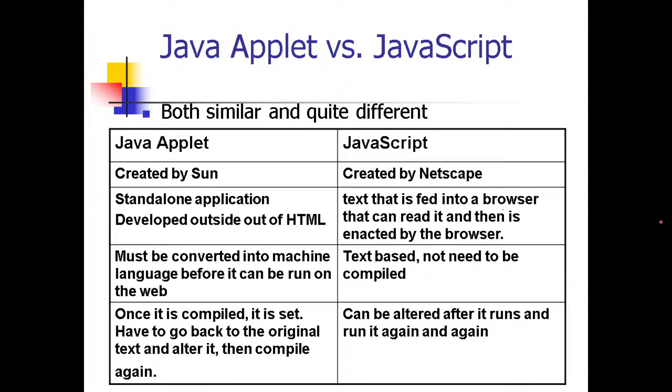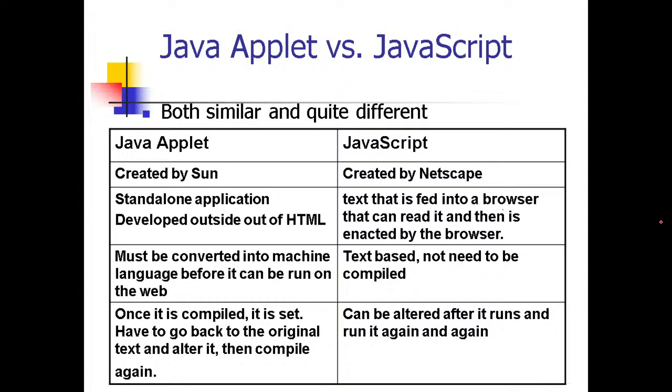Java must be converted into machine language before it can be run on the web. But JavaScript is text-based. It does not need to be compiled, because whenever we execute our HTML code, it is automatically compiled by the browser and then executed. While in a Java applet, first of all, we have to write our source program. It is compiled into the dot class file, which is called bytecode, and then it is embedded into our HTML code so that it can be opened in the browser.